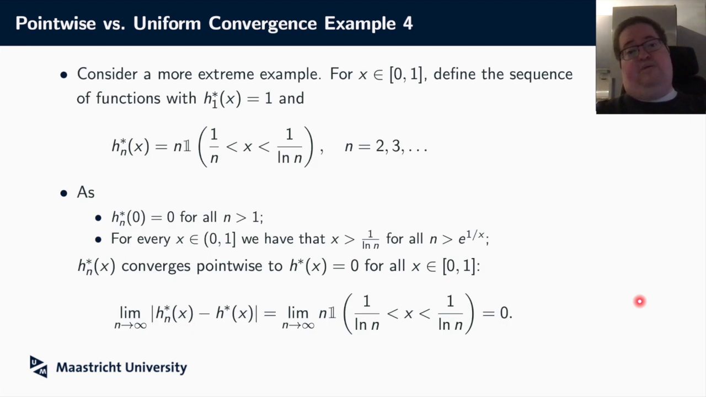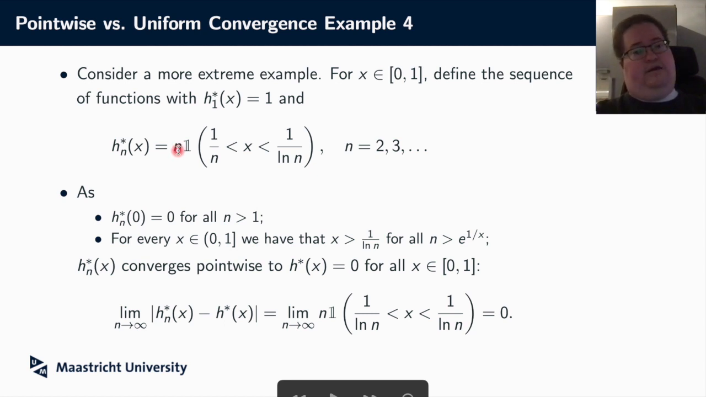Now let's take the same example, but then put it more to the extreme. So I'm defining a function h_n star, where my lower bound is the same, but my upper bound here is going to be larger. So it's only going to decrease to 0 very slowly. So take 1 over ln of n, and I blow up my function with n.